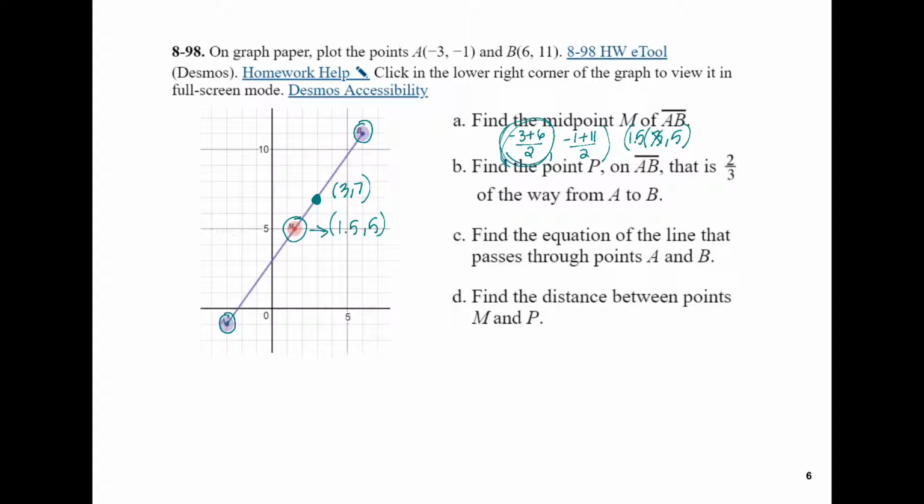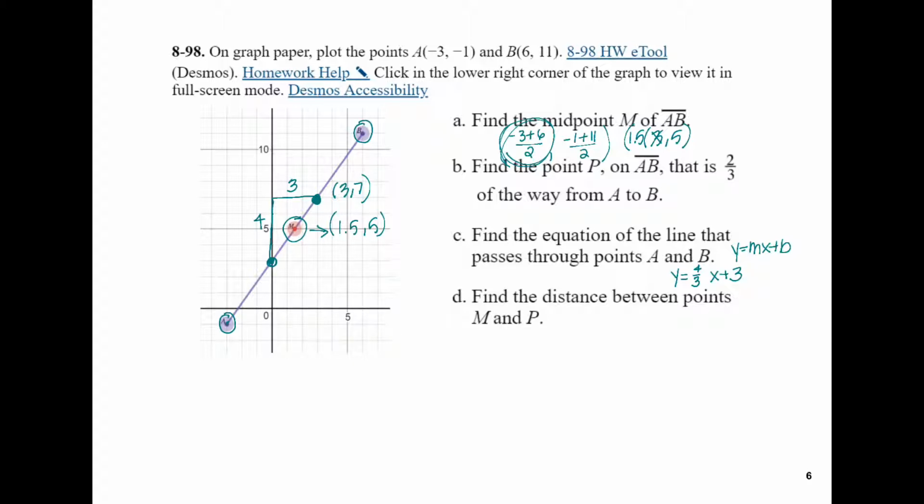Find the equation of the line that passes through points A and B. So when we write the equation of a line, it needs to be in y equals mx plus b form. We can tell by looking at our line that our y-intercept is 3, so y equals positive 3. Our slope to go from one point to another on our line is rising 4, running 3. So up 4, right 3. So our slope is 4/3, and we just wrote the equation of our line.